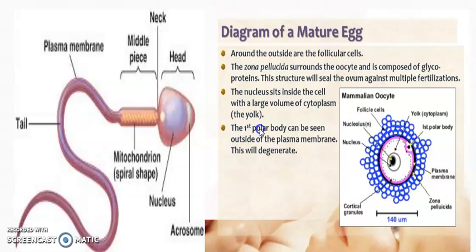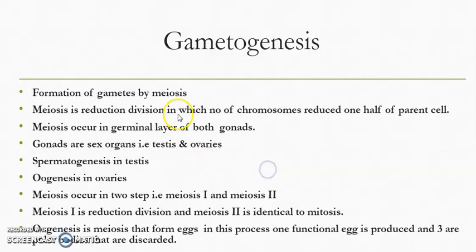And here is a polar body. What is a polar body? During meiosis, three polar bodies are formed, which are discarded. Only one egg is functional, and here it shows the polar body. The second polar body is produced when the egg is fertilized.